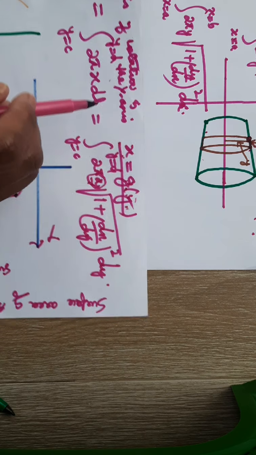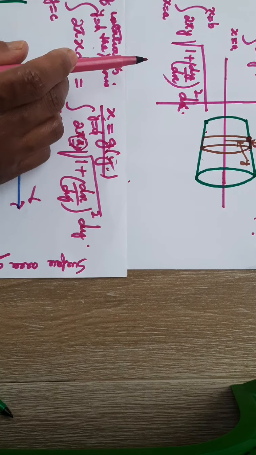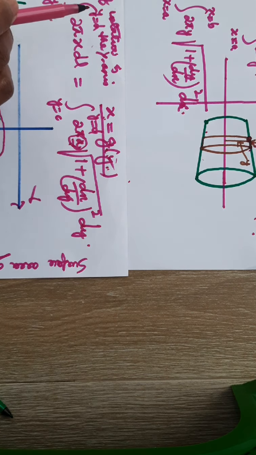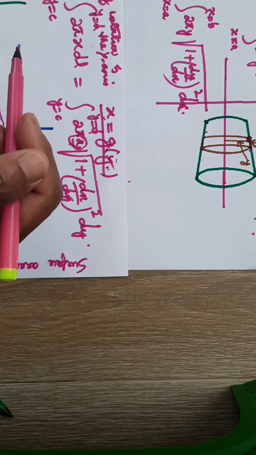Hope it is clear now how we have derived the formula for the surface area of solids of revolution when it rotates about the x-axis and at the same time when it rotates about the y-axis.